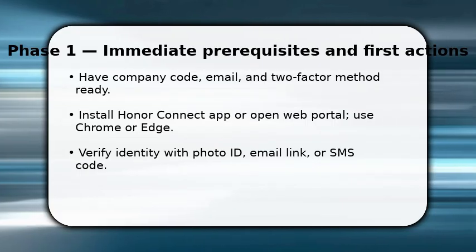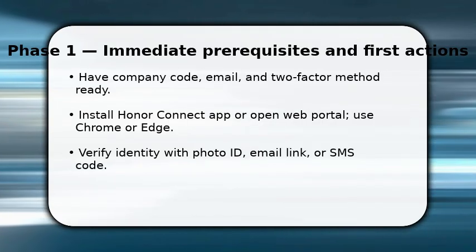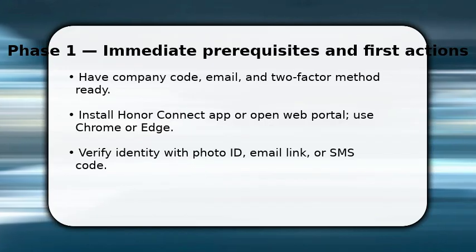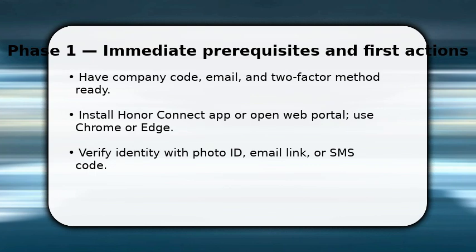You start by confirming prerequisites: company code, work email, and an available two-factor method. Once done, open on or connect on your device. Make sure your browser is up to date. Enter the company code, then your email, and expect an identity verification step: photo ID, email link, or SMS code. Follow prompts immediately because sessions time out quickly. This gets you past gating checks, so you can begin configuring profiles and access without delay.